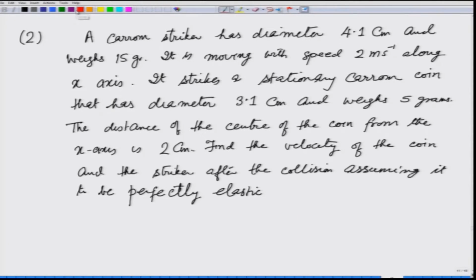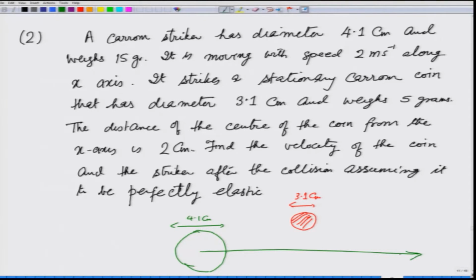So, what you are given is, here is a carom coin 3.1 centimeter in diameter, and here is a striker bigger in size, its diameter is 4.1 centimeter. It is moving along the x axis, and this fellow is at a distance 2 centimeters from the x axis. This comes in and hits the coin, and the coin will start moving. Now, notice the difference from the previous problem. Here the distances are given. So, we do have knowledge about one of the angles.